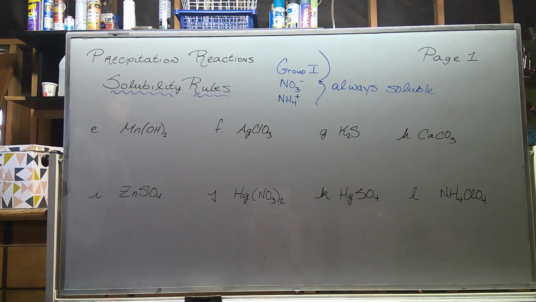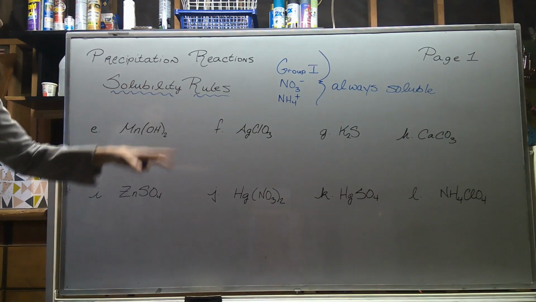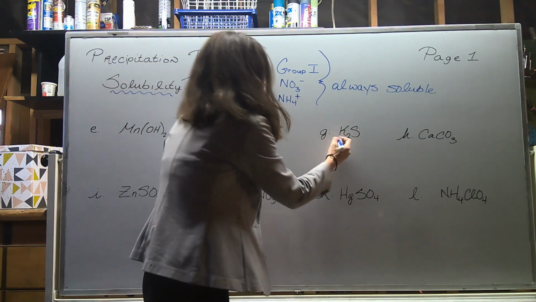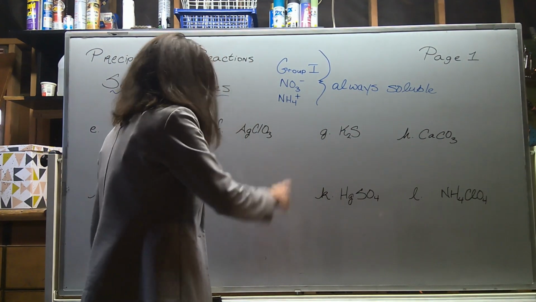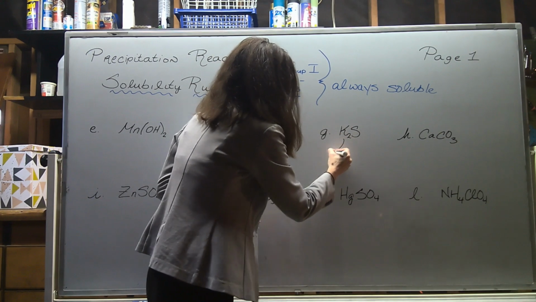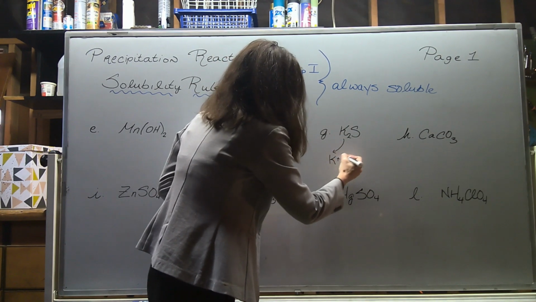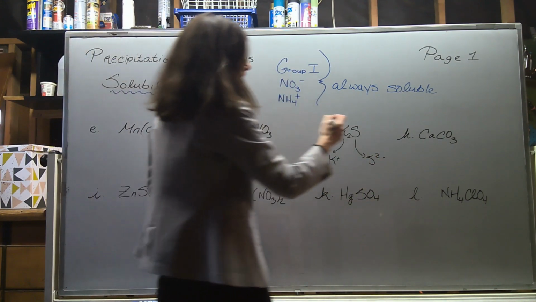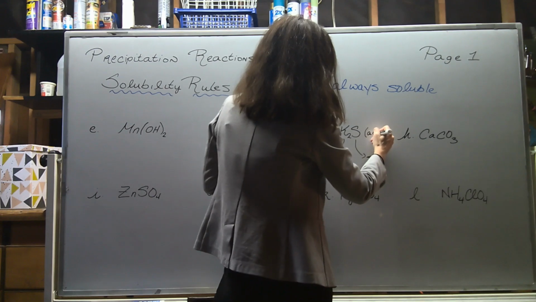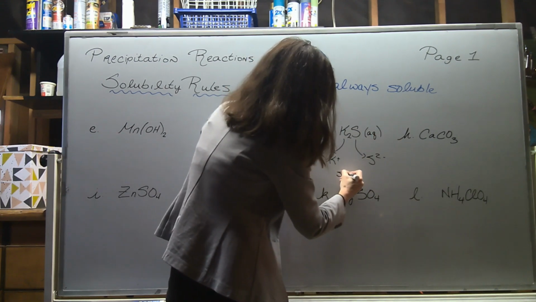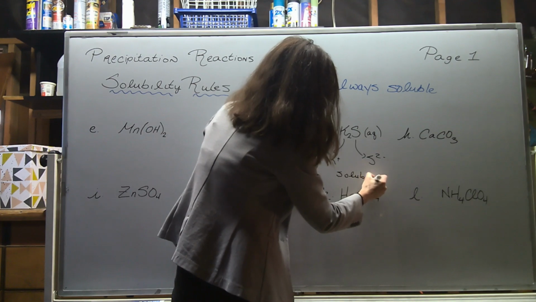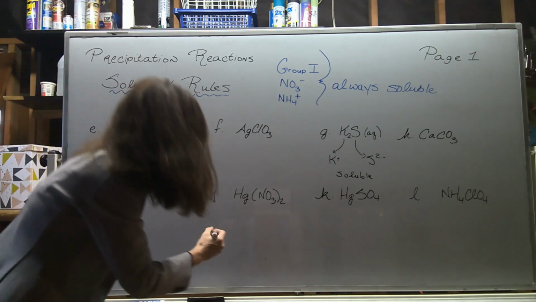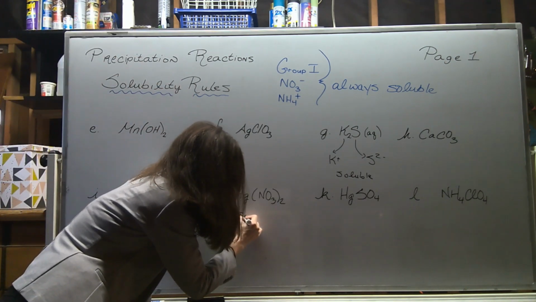So let's start there. What I would do is scan through these and I'm like, ooh, I see a group 1 cation, because this would break into K plus, and I know it's +1 because it's in group 1. And this would break into sulfide, so S2 minus. So I'm like, yes, group 1 cation. I know it's soluble, and I know I can write it as being aqueous. No, nitrate. Yes, nitrates, there's no exceptions. They're always soluble.